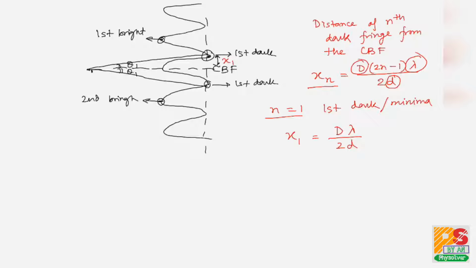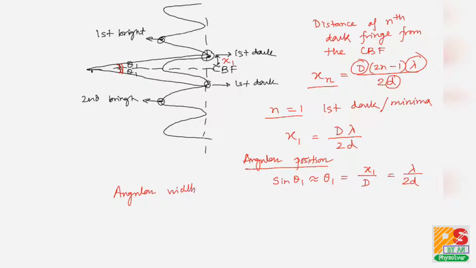Therefore I can say the angular position of the first minima will be sine theta 1. If it is very small, I can replace it by theta 1, which equals x1 divided by capital D. So the formula is lambda by 2d. Now this is the angular position of the first dark with respect to the central bright fringe. Now if they ask you angular width, it means this total angle. So the angular width of first minima will certainly be 2 theta 1, which is lambda by small d. That's the formula of angular width of first minima.